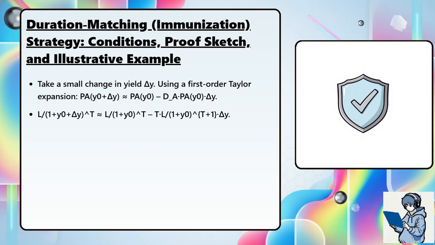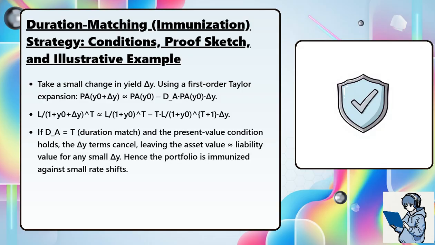L divided by (1 plus Y0 plus delta Y) to the t approximately equals L divided by (1 plus Y0) to the t minus t times L divided by (1 plus Y0) to the t plus 1 times delta Y. If D_A equals t, duration match, and the present value condition holds, the delta Y terms cancel, leaving the asset value approximately equal to the liability value for any small delta Y. Hence, the portfolio is immunized against small rate shifts.